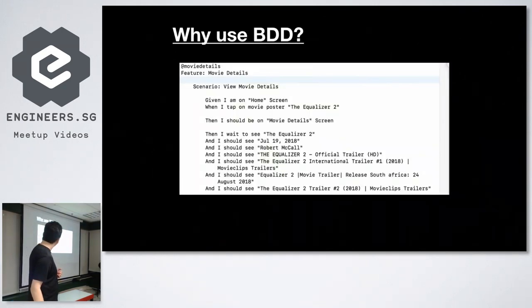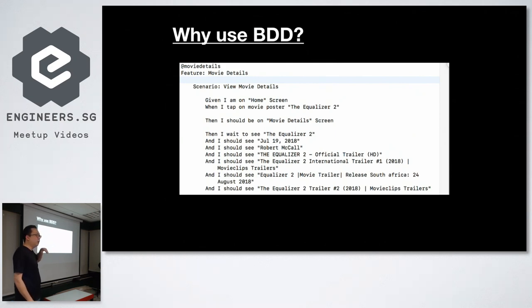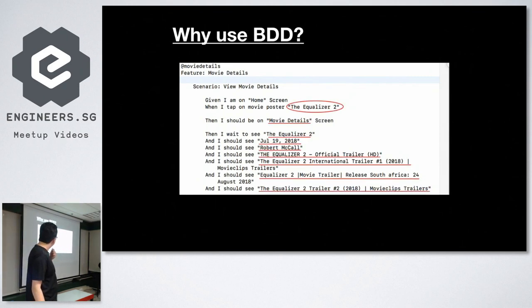Okay, now, why use BDD? This is the feature file which I showed earlier on. In most tests, you write in your native language, you will have a lot of lines of code that describe how you're going to set up and how you're going to mock, a lot of code around, where at first look it doesn't bring out the value. Why BDD? Because you want to express the value of the use case. In this case, I'm only interested in tapping on equalizer 2, nothing else. I'm only interested in being on this page, and these are the things I'm interested in.